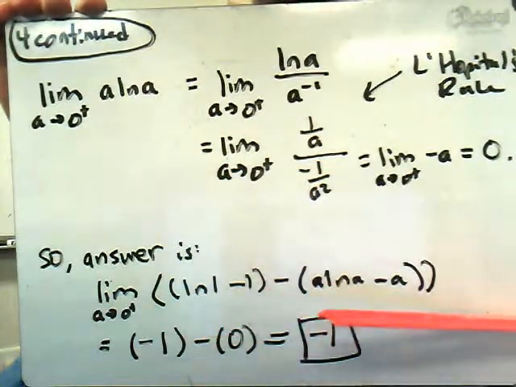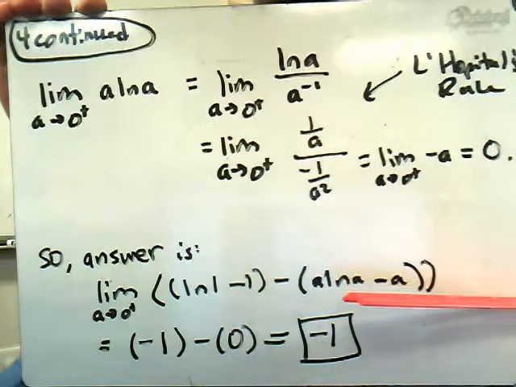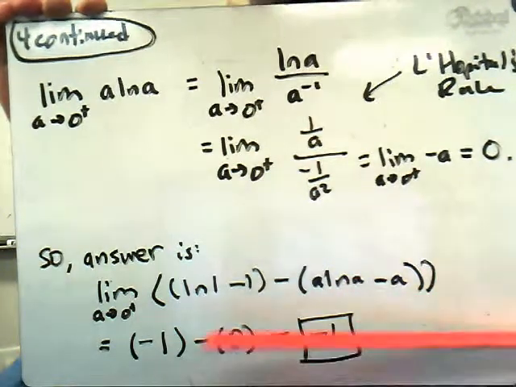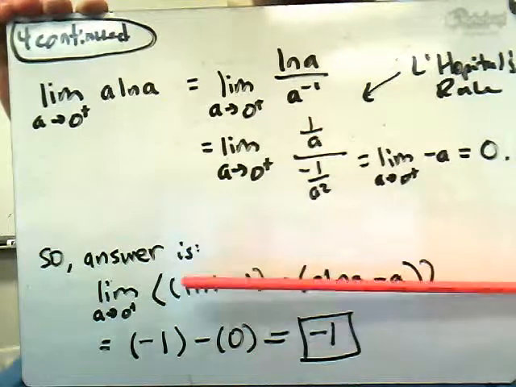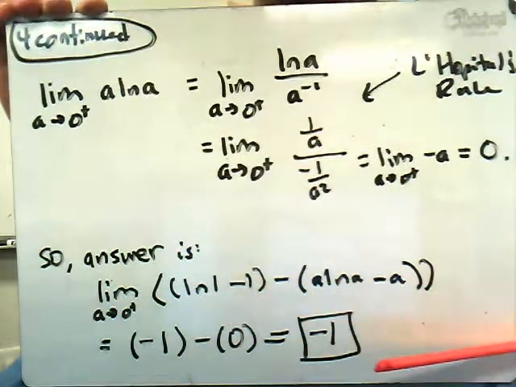So the overall answer is the limit as a goes to 0 from the right of natural log of 1 minus 1, minus the limit as a goes to 0 from the right of a natural log of a, minus a. These parts are both 0. Natural log of 1 is 0. The only thing that's left is the negative 1, so our answer is negative 1.